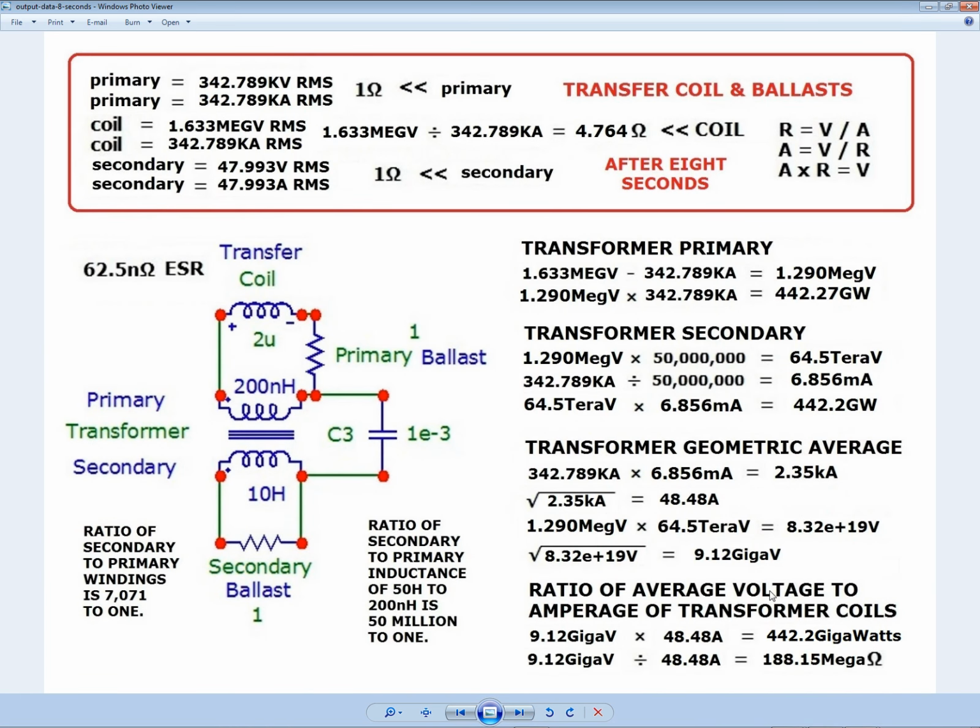So I had to do all this math to come to the conclusion that the transformer is putting out 48.5 amps, despite the fact that it's putting out 64.5 teravolts. Do you know what a tera is? A tera comes after a giga, which comes after a mega, which comes after 1,000, and 1,000 comes after 1. That's a lot of place values to the left of the decimal point. So that's what I determined. It was putting out, wait, what was the wattage? 440 gigawatts. That was the wattage.